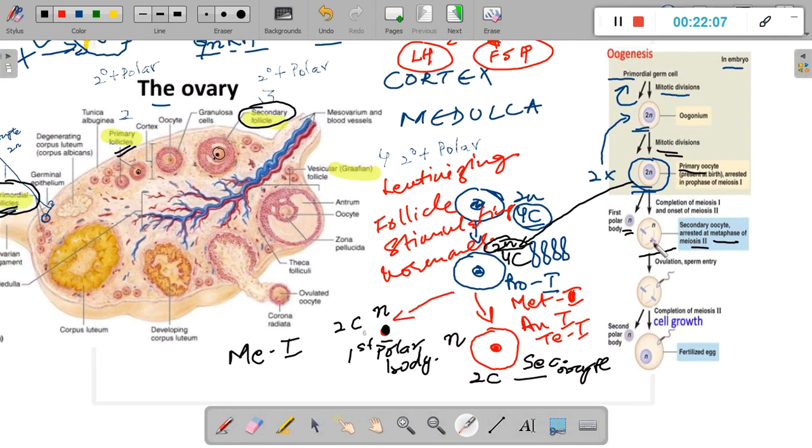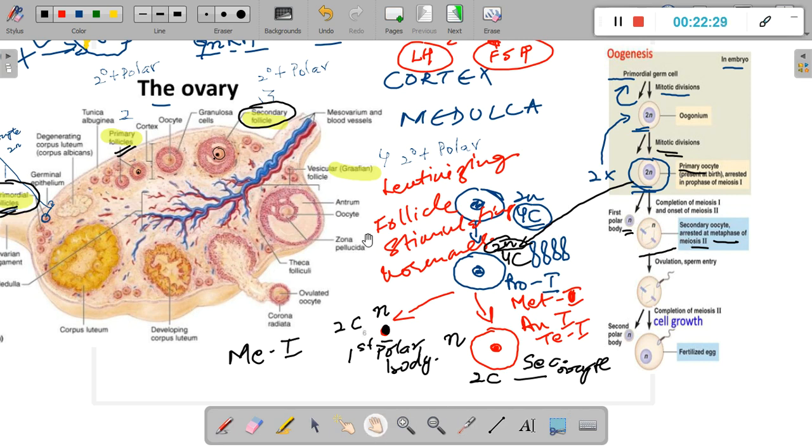So now we have the secondary oocyte, but you must be wondering, when will the egg be formed? When will the male gamete, the female gamete, be formed? The female gamete doesn't form so easily. I hope I have not lost my sound here. Once again, just like the last time.